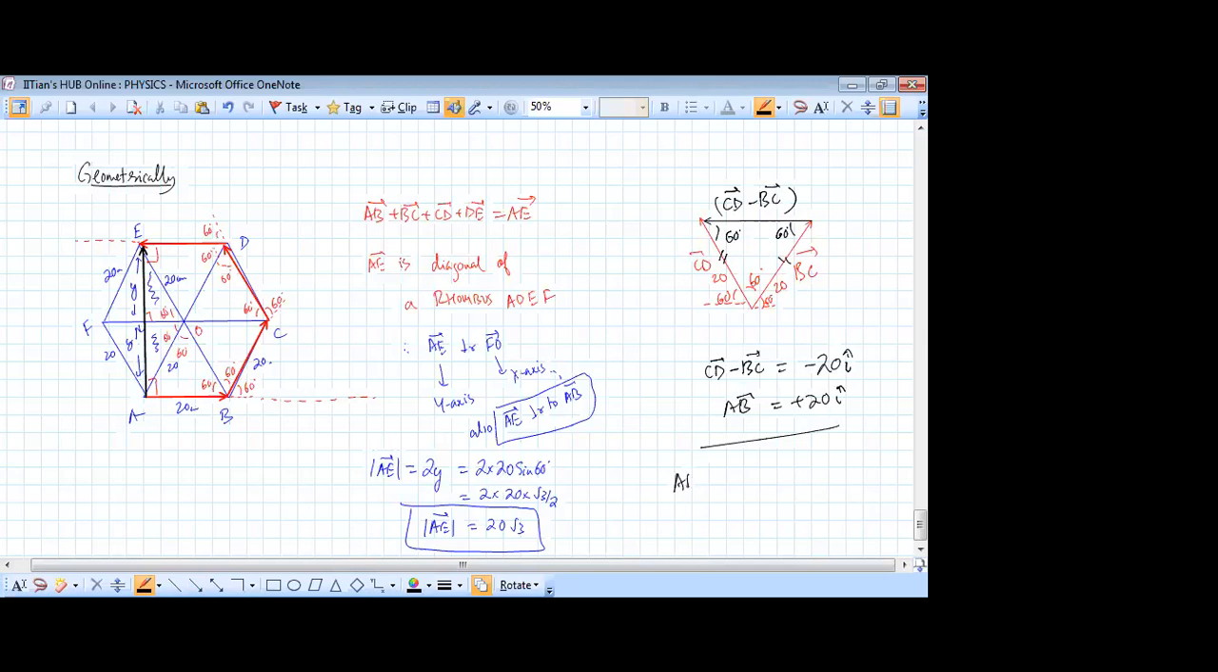So it becomes very obvious from here. The sum of these, that is AB minus BC plus CD, is nothing but 0. That's another way of understanding this.